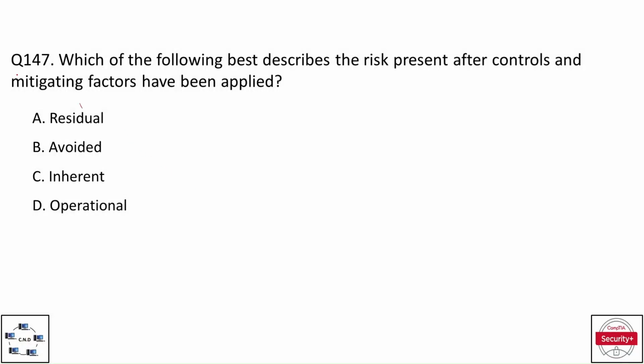Question number 147. Which of the following best describes the risk present after controls and mitigation factors have been applied? And the options are option A, residual, option B, avoided, option C, inherent, and option D, operational. And the correct option is option A, residual.